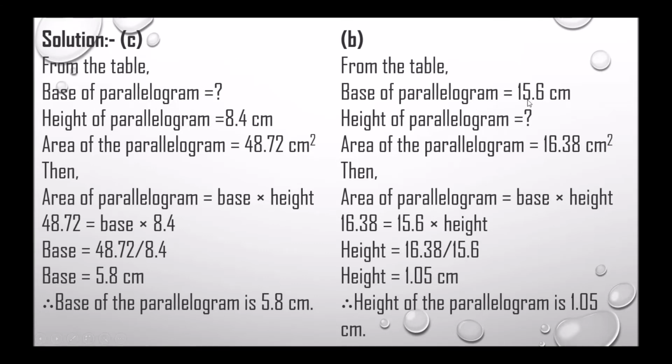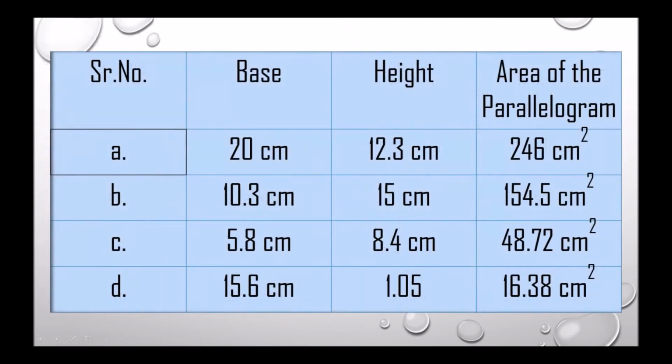Base of the parallelogram is given 15.6 centimeter. Height we have to find. Area is given 16.38 centimeter square. So area of parallelogram is base into height. So 16.38 equals 15.6 into height. So height equals 16.38 upon 15.6. So height equals 1.05 centimeter. This is the full table.